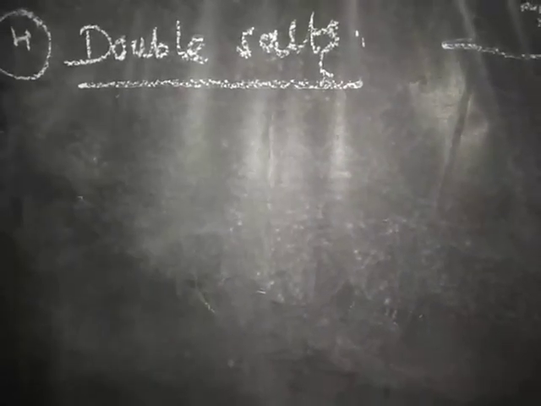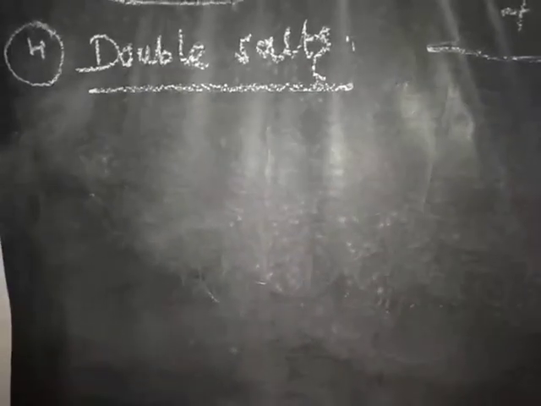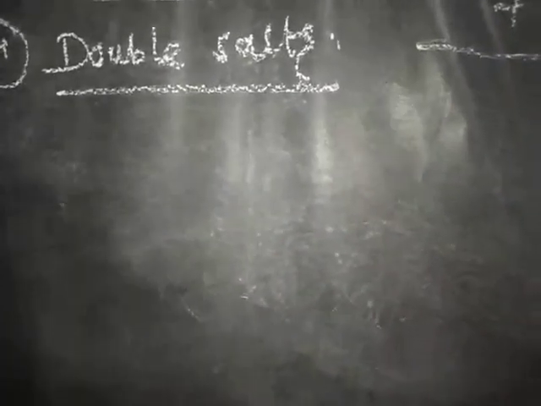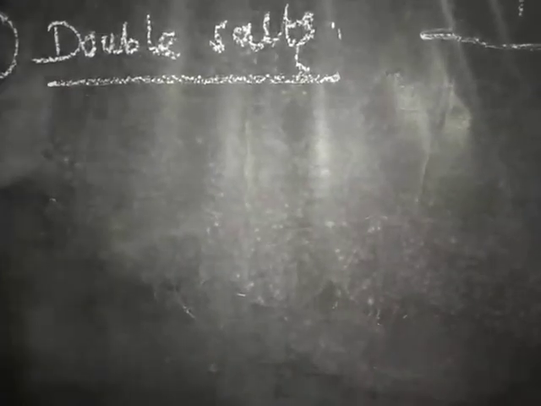So these are all the different types of salt. One is normal salt or neutral salt. Second one, acid salt. Third one, basic salt. Fourth one, double salt. Next one, properties of salt. So what is meant by properties? Properties means it shows color, shape, smell, odor. These characteristics are nothing but properties. So, properties of salt.